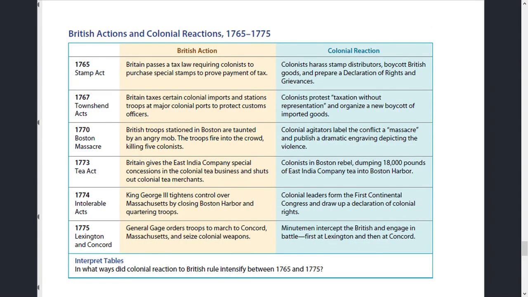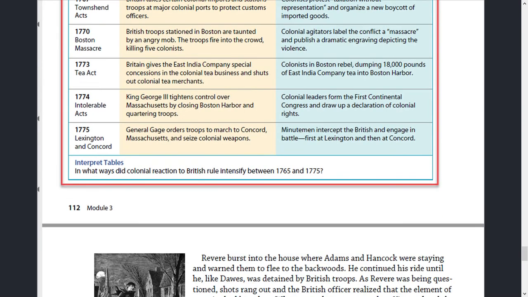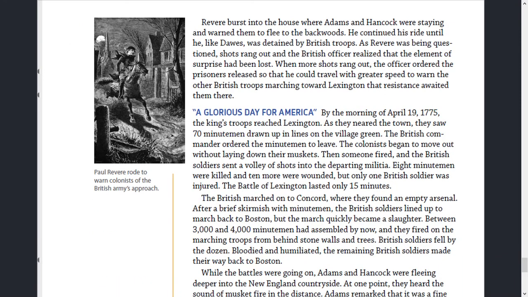Now, let me point out right here, this chart for you guys, very important chart. You want to summarize the action and the reaction of each side. Notice here is the British action, and here are the colonial reactions. And knowing that it's sort of an action and reaction, a back and forth, is one way to better understand and make sense of this information. So you definitely need to study that chart.